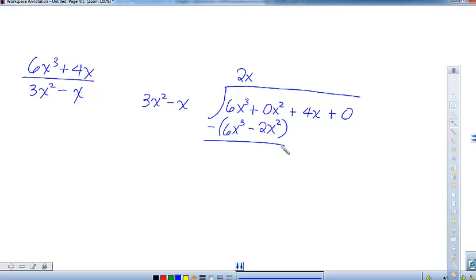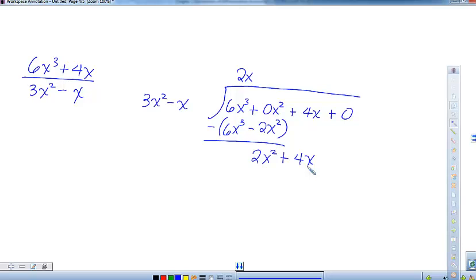Very good. 2x squared, right? Plus 4x. Okay, we subtracted, so 6x cubed minus 6x cubed is 0. 0 minus negative 2x squared gives me positive 2x squared. And then we just bring down the 4x. Okay? Is that right? Okay.